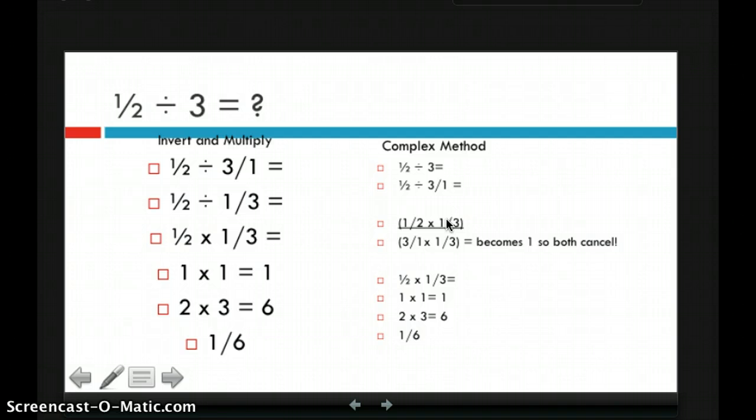We can do this because we're not changing any of the value of the fractions. The bottom fractions become 1. That just leaves the top. Now we just have to multiply the tops and the bottoms. 1 times 1 is 1, 2 times 3 is 6. That gives us 1/6. There are 1/6 threes in half of a cup.